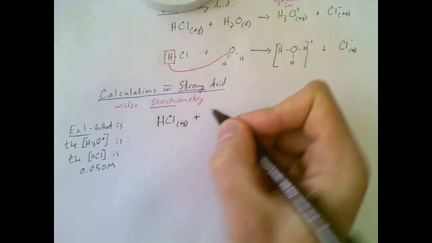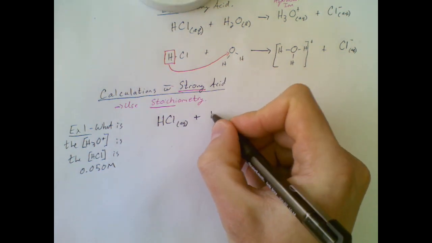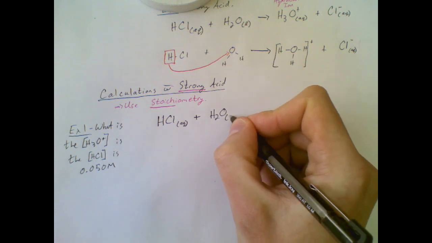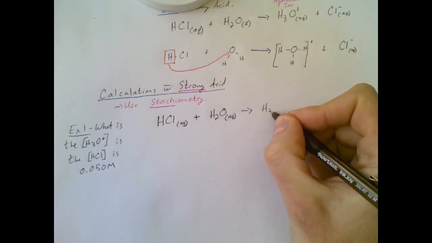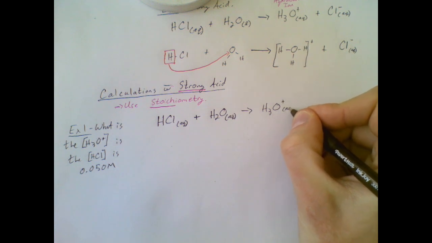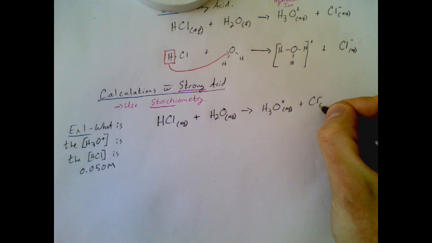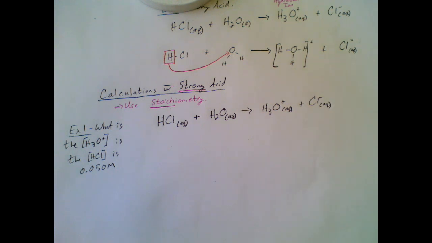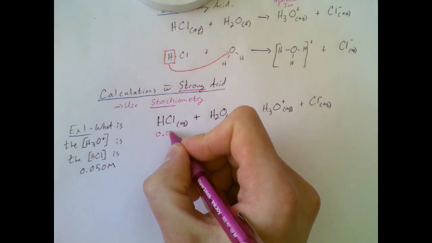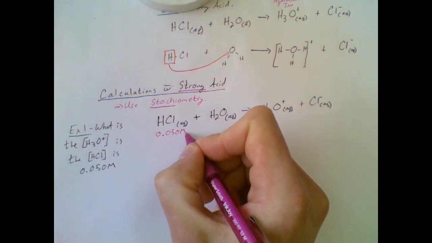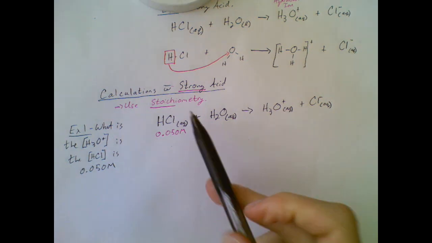Okay. So the first thing I'm going to do is write my balanced equation. We're dealing with stoichiometry. Remember your 4 steps of stoichiometry. Balanced equation is my first one. This equation is an ionization reaction. So the acid reacts with water, produces hydronium, produces the conjugate base. We know that the concentration of hydrochloric acid is 0.05 molarity. So what we need to do next is use stoichiometry.